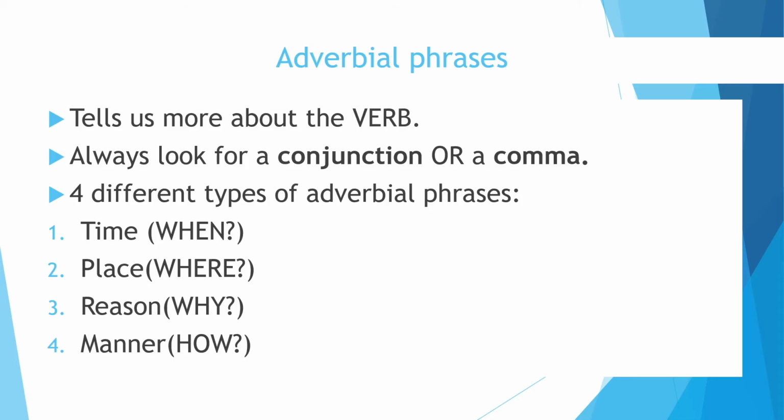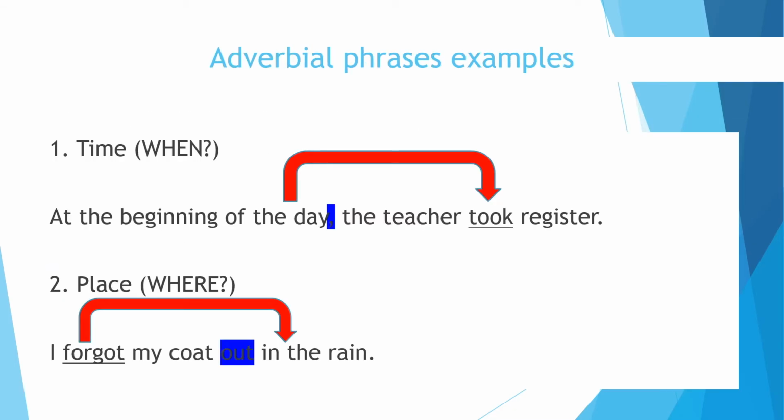An adverbial phrase of time, where we ask the question, when. An adverbial phrase of place, where we ask the question, where. Number 3, an adverbial phrase of reason, where we ask the question, why. And number 4, an adverbial phrase of manner, where we ask the question, how. Let's look at some adverbial phrase examples. Number 1, at the beginning of the day, the teacher took register.